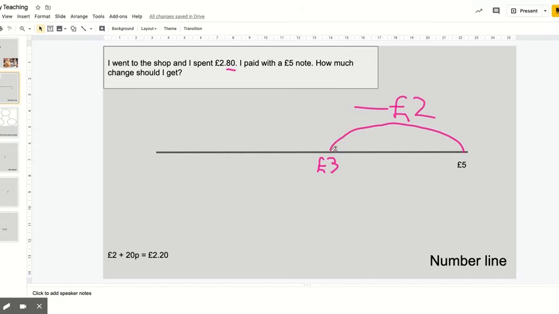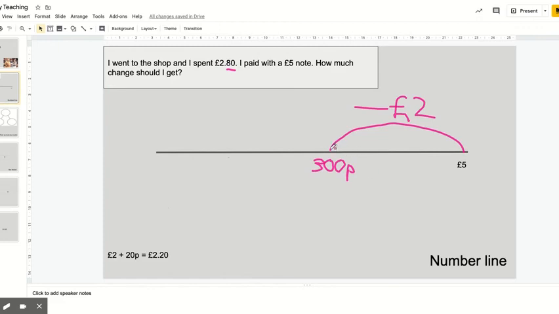If I'm comfortable in my knowledge of this £3 and knowing that it's 300p, I could just take away the 80 pence, which would get me the amount of change left. If I'm not yet comfortable with that, what I could do is I could exchange this £3, I could change it into 300p. Because now I'm going to be taking away 80p. Taking 80p away from 300p is maybe a little bit easier than taking 80p away from £3.